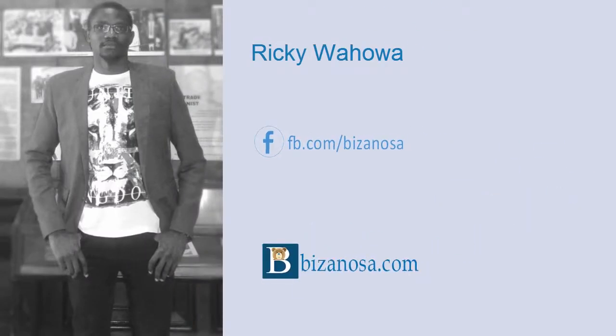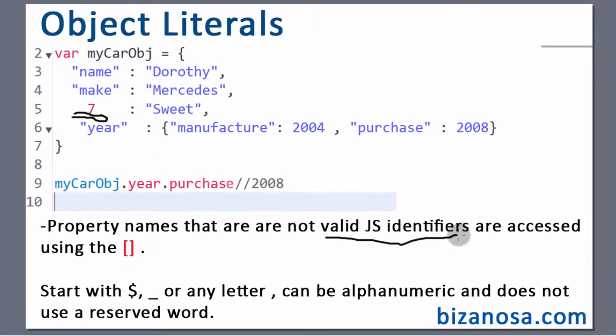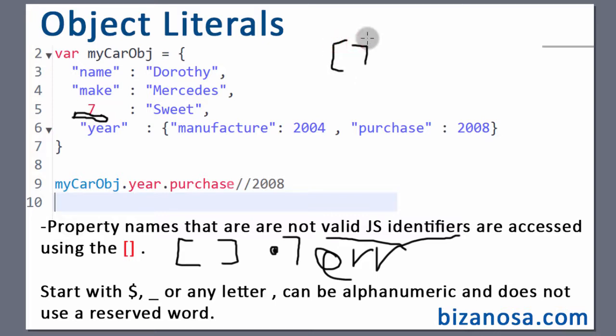Hi, in the last video I hinted that if you have a name which is not a valid JavaScript identifier, then to access that particular property you'd have to use the square brackets. So dot would not work. For example, in this case we cannot access my car obj dot 7. This would give us an error. So if you wanted to access the object with a key of 7, we'd have to use the square brackets. So that's how you'd access the property here. You use the square brackets.